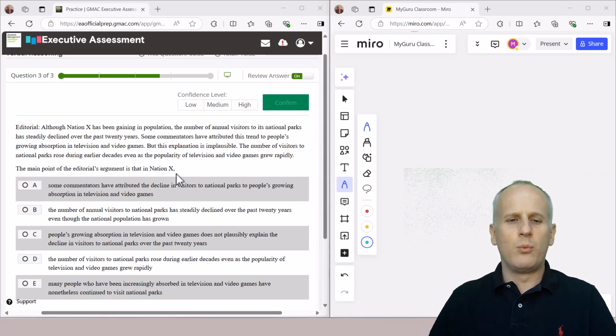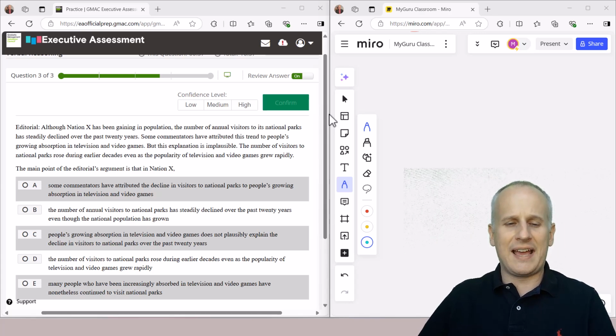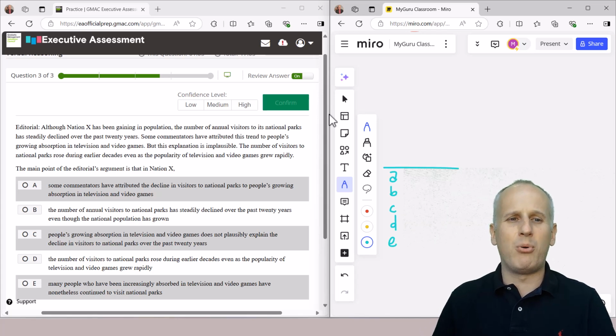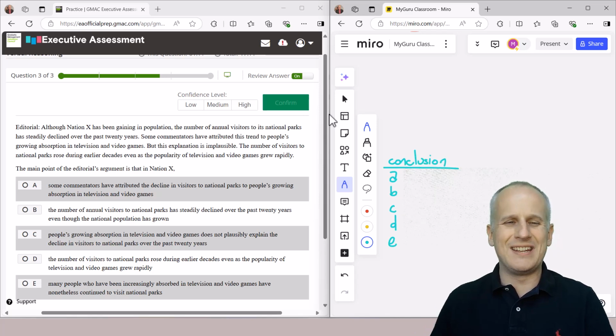do. And in this case, we're looking for the main point of the editorial's argument is that nation X something happens. So we're going to just set up A, B, C, D, E here for process of elimination. And the main point of any argument is going to be its conclusion. So we must identify what the conclusion is for this argument. And when you see these critical reasoning questions, there's generally going to be somewhere between 2 to 4 of them in either of the 7 question halves of the executive assessment.